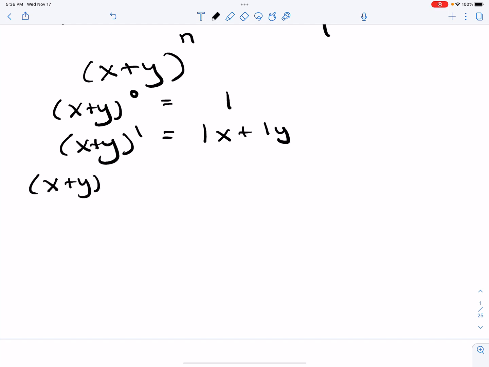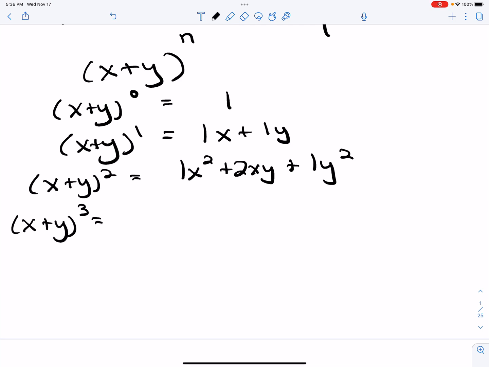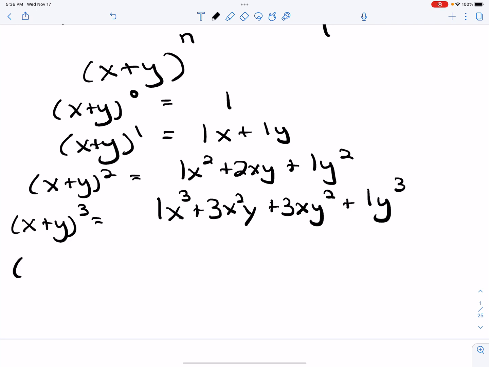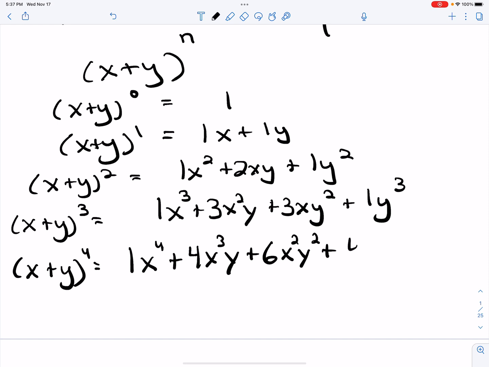And if you do x plus y squared, you get 1x squared plus 2xy plus 1y squared. And you can always multiply these out if you don't believe me, but these are the kinds of things you're going to get. If you do x plus y cubed, x plus y times x plus y times x plus y, you get 1x cubed plus 3x squared y plus 3xy squared plus 1y cubed. If you do x plus y to the fourth, you get 1x to the fourth plus 4x cubed y plus 6x squared y squared plus 4xy cubed plus 1y to the fourth.